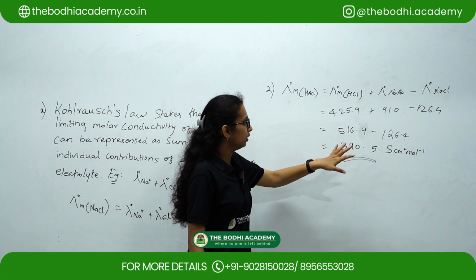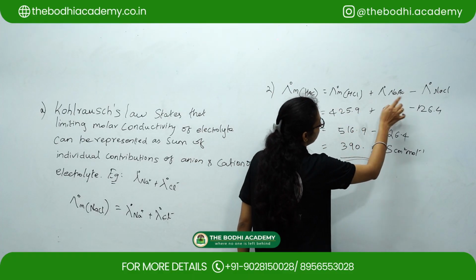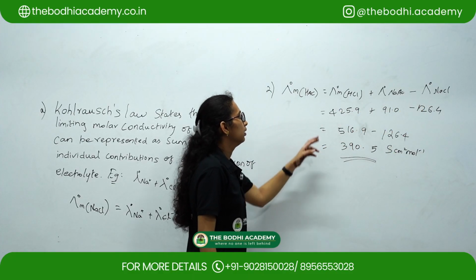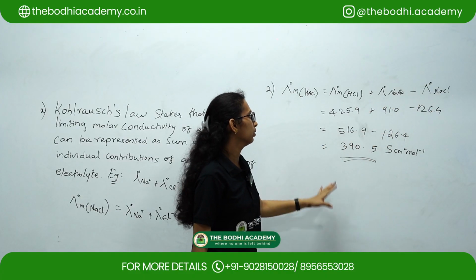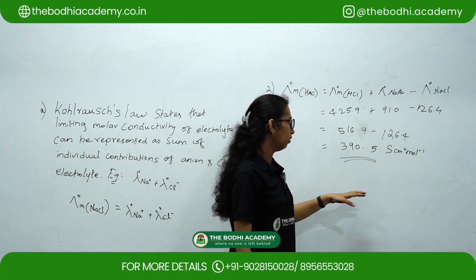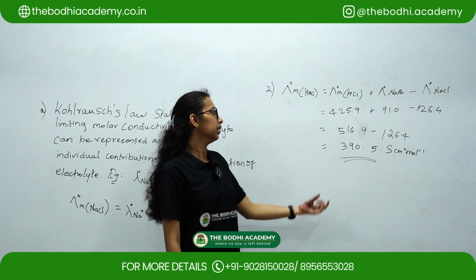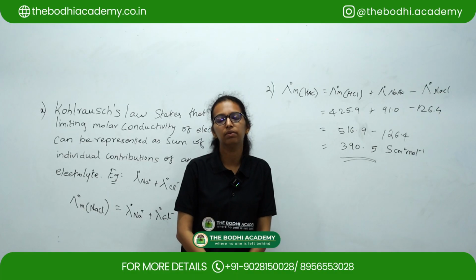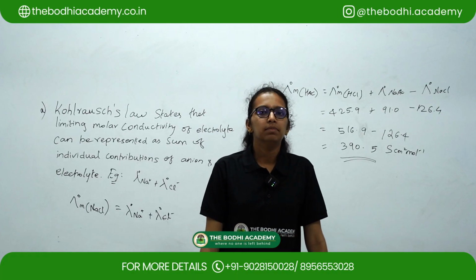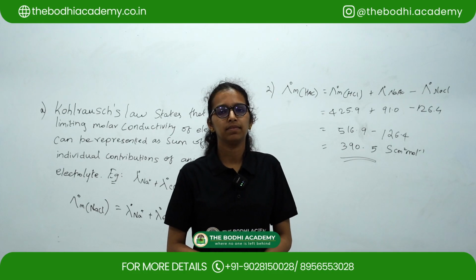Whatever values they have given, I just have to substitute. This is the formula for that. These two molar conductivities you have to add, and minus this one. You just have to substitute the given values, then solve, and you will get the molar conductivity of HAc as 390.5 centimeter square mole inverse. Similar types of questions will be asked based on this law.